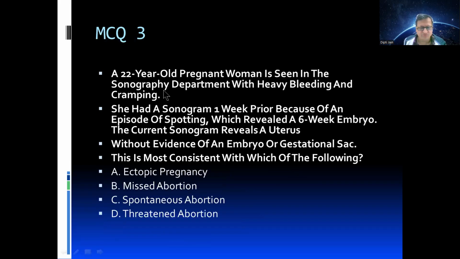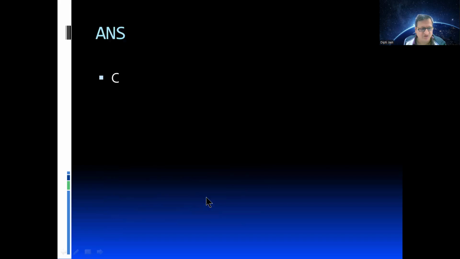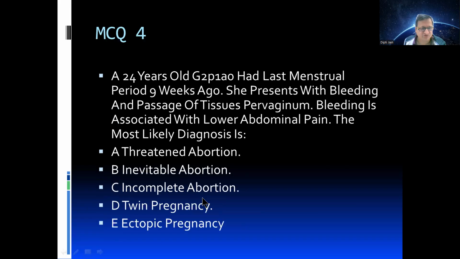A 22-year-old pregnant woman is seen in the sonography department with heavy bleeding and cramps. She had a sonogram 1 week prior because of an episode of spotting, which revealed a 6-week embryo. Current sonography reveals a uterus without evidence of an embryo or gestational sac. Which of the following is most consistent? Now there is no evidence of the embryo, and earlier an embryo was seen, so this is a case of spontaneous abortion.